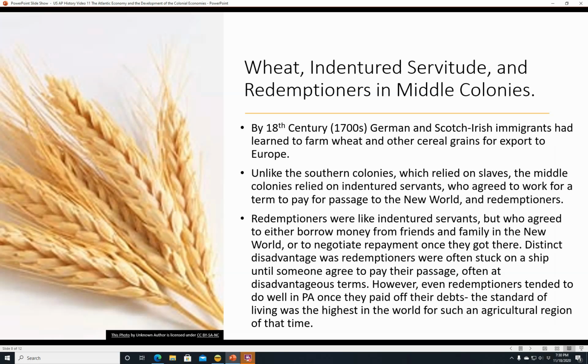Redemptioners were like indentured servants, but unlike the indentured servants who negotiated their terms up front, so how long they would have to work before they were freed, the redemptioners agreed to either borrow money from friends and family in the New World or to negotiate the repayment once they got there. The distinct disadvantage of this method is that the redemptioners would get to the New World, let's say New York Harbor or Philadelphia, and they'd be stuck on that ship until someone would agree to pay for their passage.